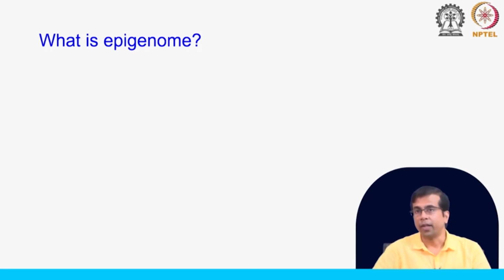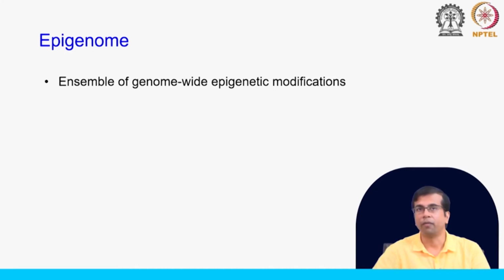Now we understand these different types of epigenetic modifications, and we would like to identify them. That is why we discussed the different types of modifications that will be targets for our NGS methods. As I said, we want to talk about epigenomes, so the question is, what is the epigenome? The epigenome is simply the ensemble of genome-wide epigenetic modifications. When we are studying the epigenome, we want to look at all these types of modifications across the whole genome.